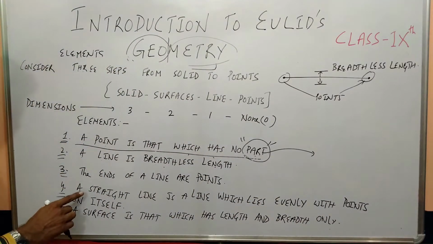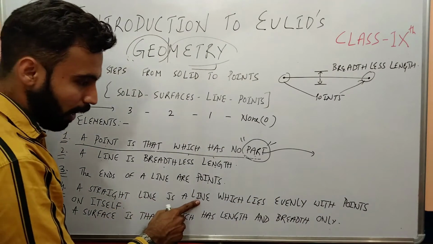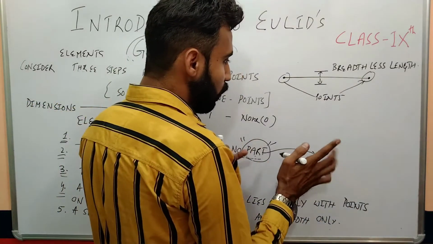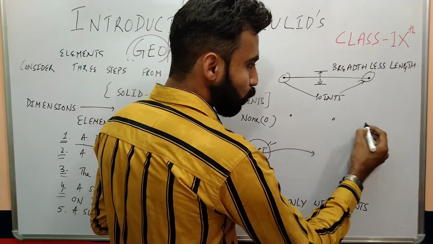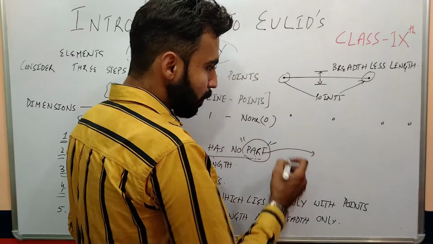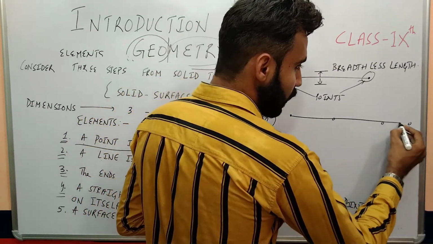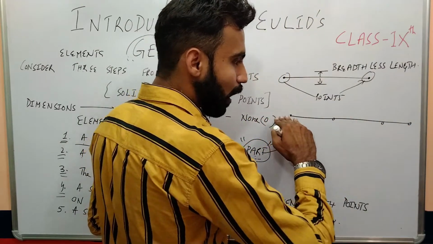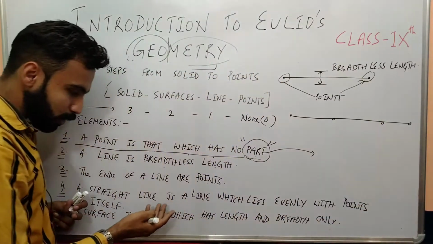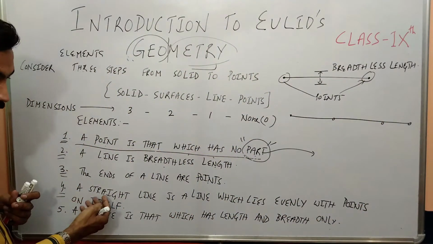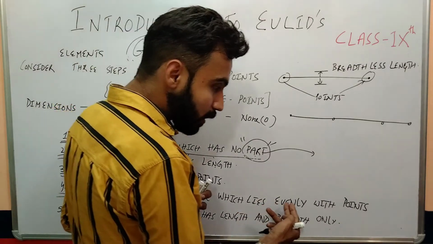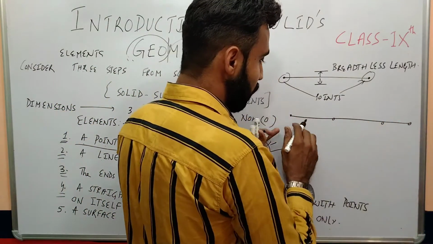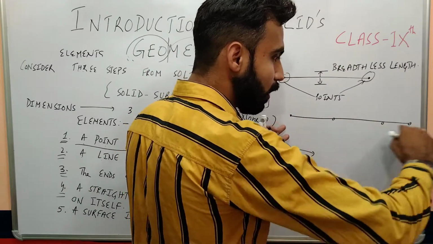Moving on to the fourth one, it says a straight line is a line which lies evenly with points. So let me just explain you, like if I just simply take 3 or 4 points, you can say, so let me join them like this. So you can see all the points actually coincide, that means they lie on a single line. So this is actually what the fourth one is saying, that a straight line is a line which lies evenly with points. That means it is lying evenly with all the points. That means all the points actually coincide with the line.